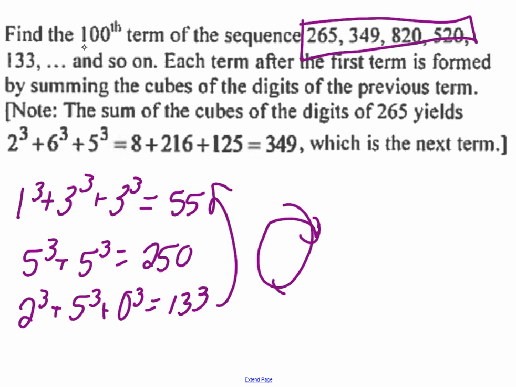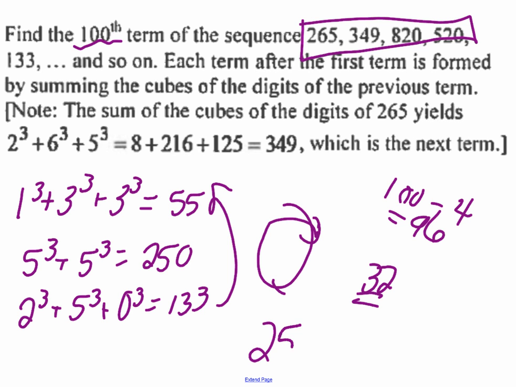So if we have 100 terms, and 4 aren't part of the pattern, we have 96 terms that will be part of the pattern. And then the pattern has 3 things that repeat in it. So 3 goes into 96 32 times, exactly, no remainder. So that means there'll be exactly 32 cycles of this 133, 55, 250, 133, 55, 250. Because there's exactly 32 cycles, the last term in that cycle is 250. And that's the answer.